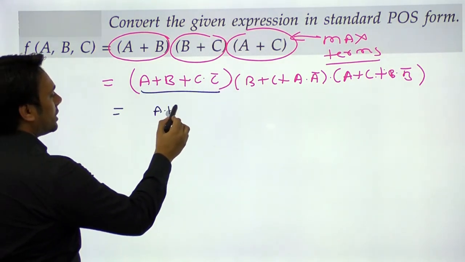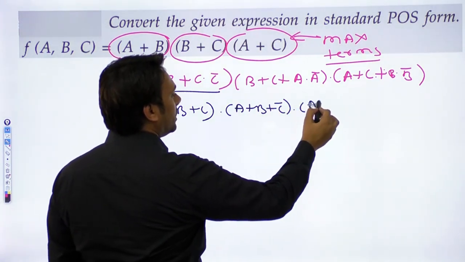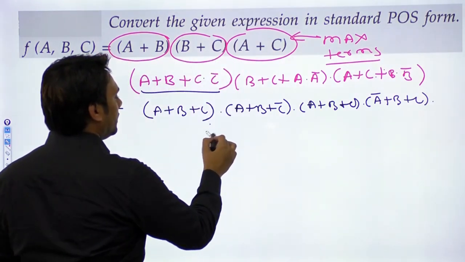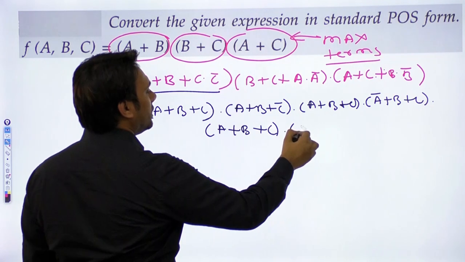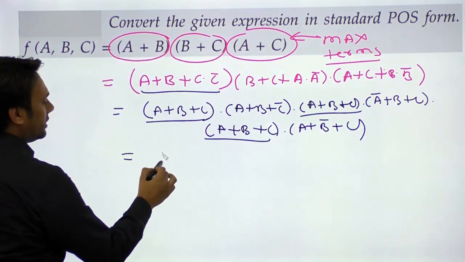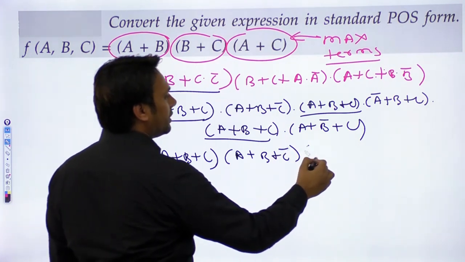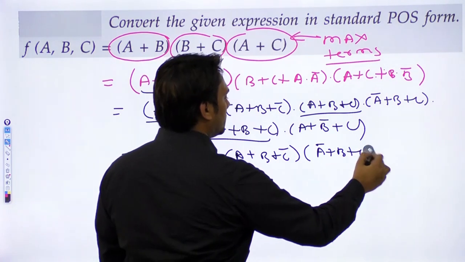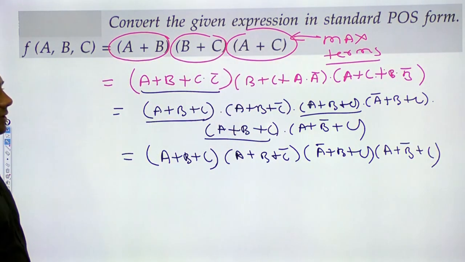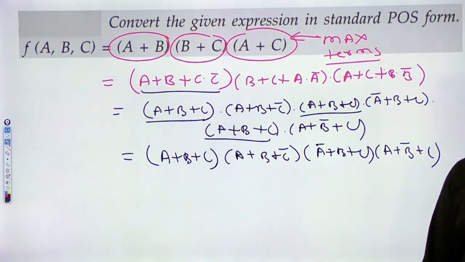So this will become a plus b plus c dot a plus b plus c complement dot a complement plus b plus c dot a plus b complement plus c. So further, these expressions are the same, so I can write it as a plus b plus c, then a plus b plus c complement, then a complement plus b plus c, and then a plus b complement plus c. So now you can see this entire product of sum is in canonical form. Ye jo pura product of sum hai, ye canonical form mein hai. This is representing a canonical form.